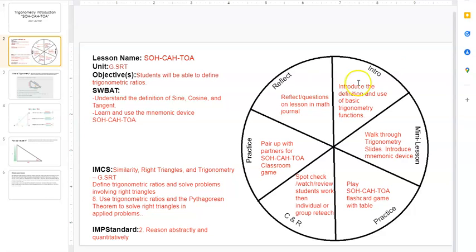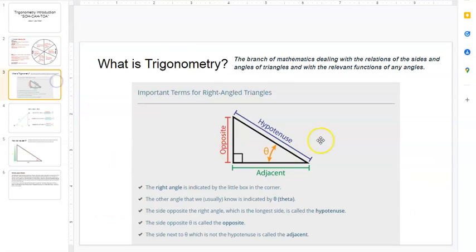So I've got the introduction done, and let's kind of walk through the lesson as I would teach it. The first thing we're going to do is, like I said, this is an introduction. This is our first step into trigonometry. So this would be the time where I walk them through what it basically means.